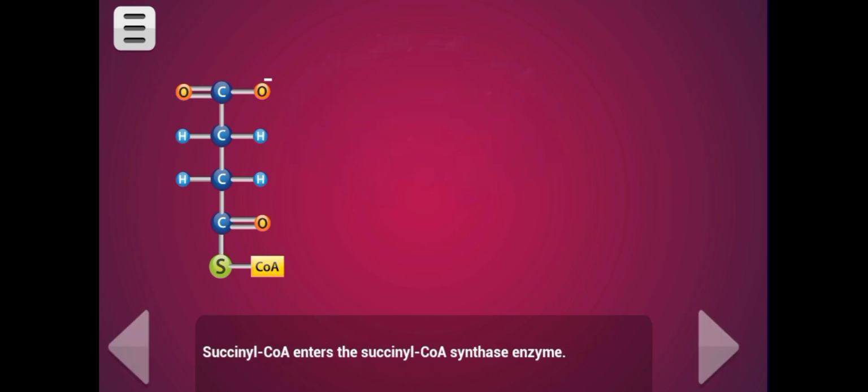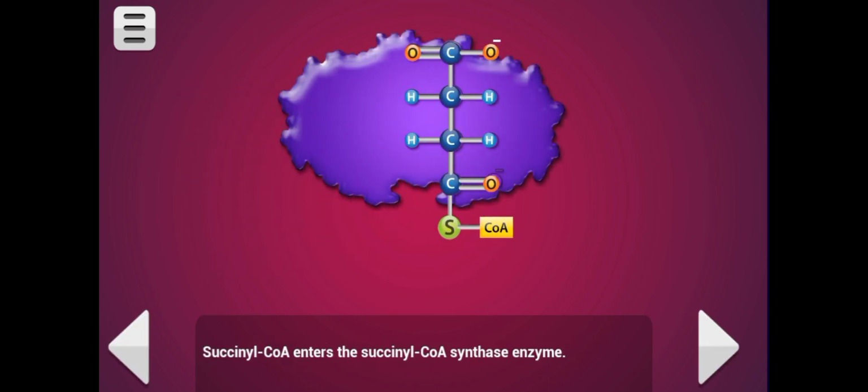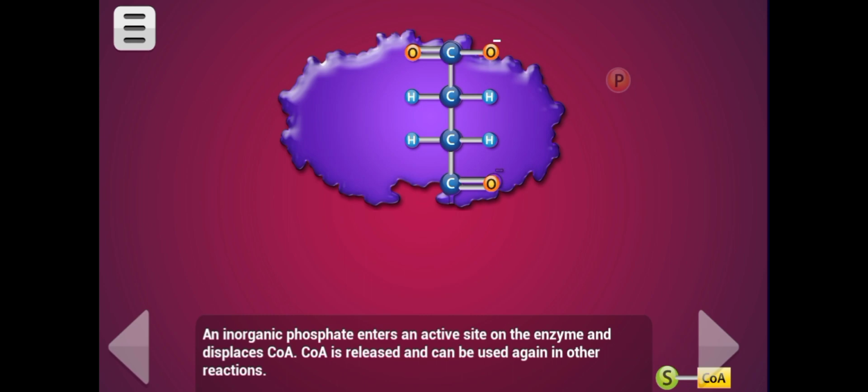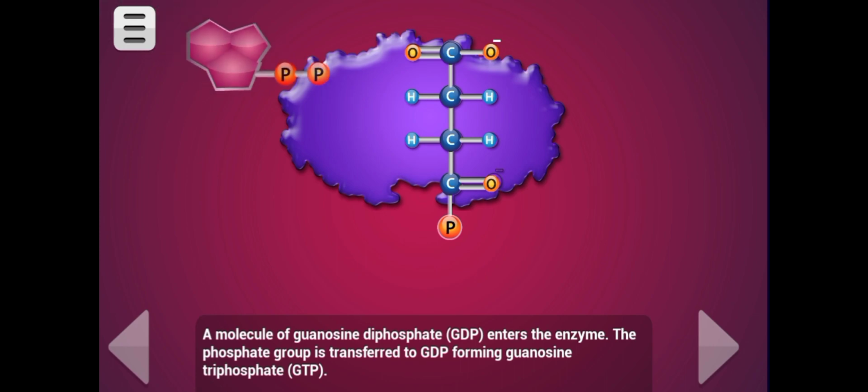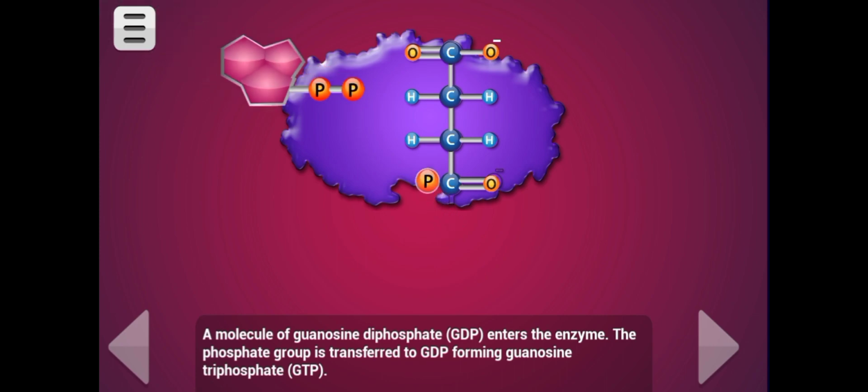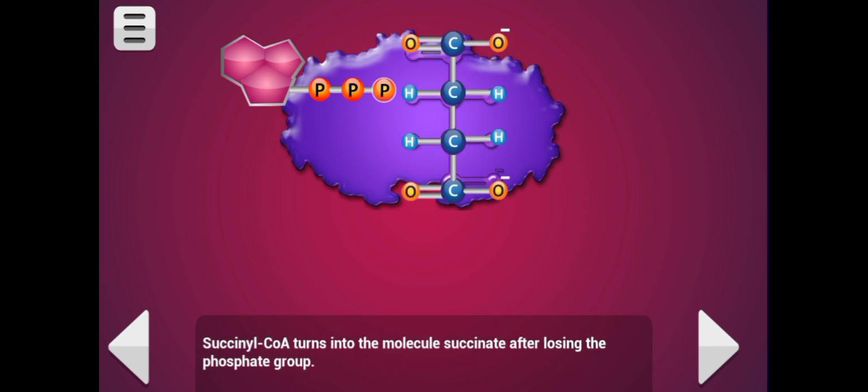Then, the succinyl-CoA enters the succinyl-CoA synthase enzyme. The succinyl-CoA is now reduced by a molecule of water. In the process, an inorganic phosphate enters an active site on the enzyme and displaces CoA. CoA is released and can be used again in other reactions. A molecule of guanosine diphosphate enters the enzyme. The phosphate group is transferred to GDP, forming guanosine triphosphate. Succinyl-CoA turns into the molecule succinate after losing the phosphate group.